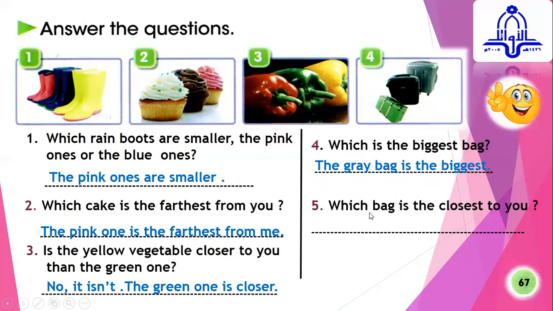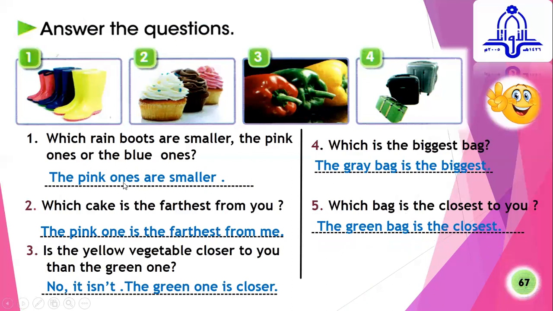Number 5. Which bag is the closest to you? أي من هذه الحقائب هي الأقرب بالنسبة لك؟ Which one or which bag is the closest, الأقرب, to you? The green bag, الحقيبة الخضراء, is the closest. هي الأقرب. The green bag is the closest.